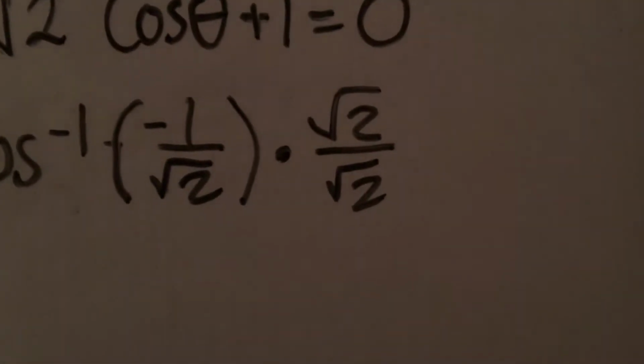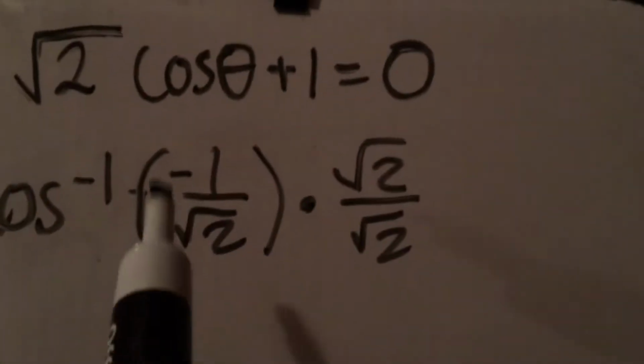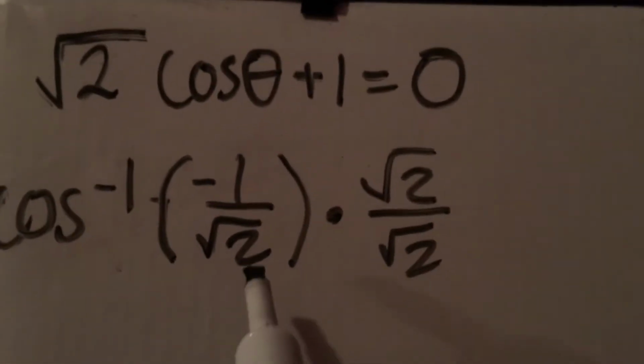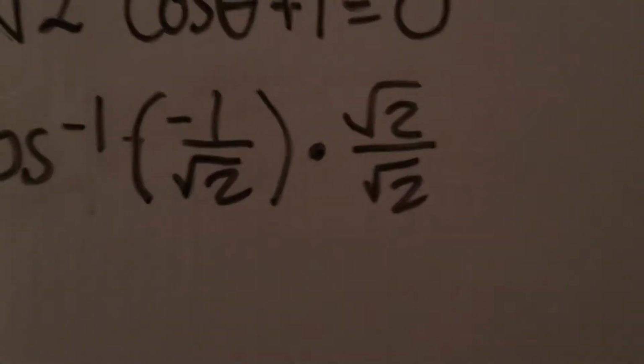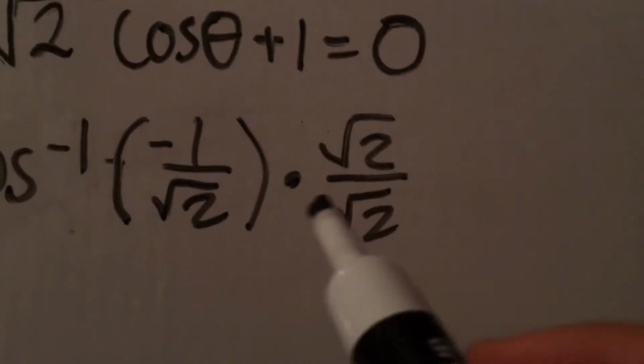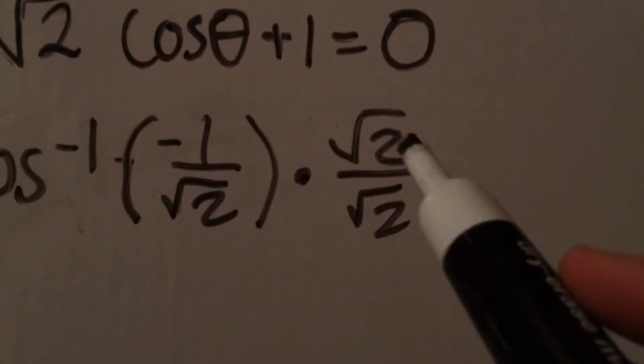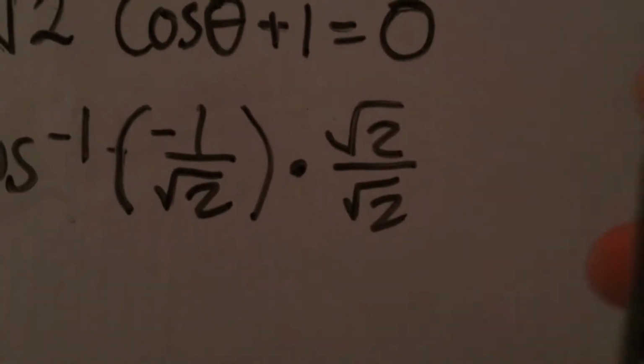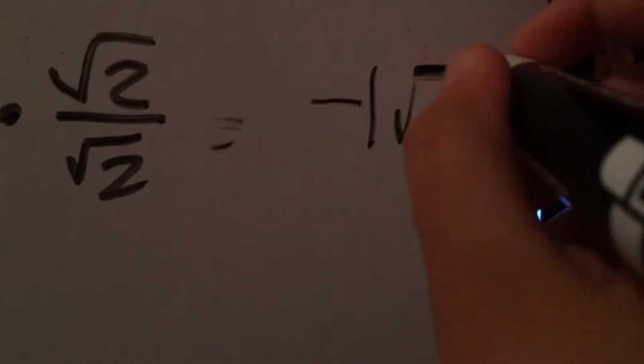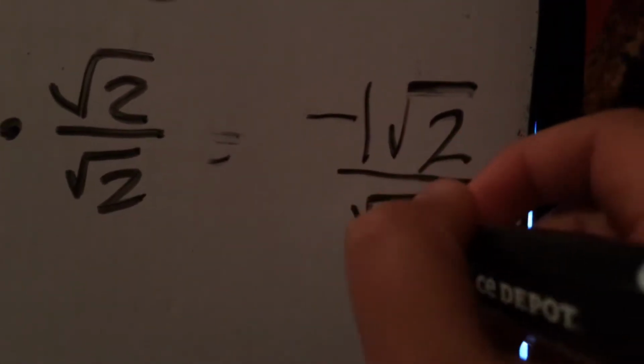To solve that, you have to multiply this by square root of 2 over square root of 2. You multiply by that mostly because the denominator is square root of 2, so it is logical to multiply by that. And when you multiply the denominator, you have to multiply the numerator. So when you multiply these, you'll get negative 1 times square root of 2 over square root of 2.